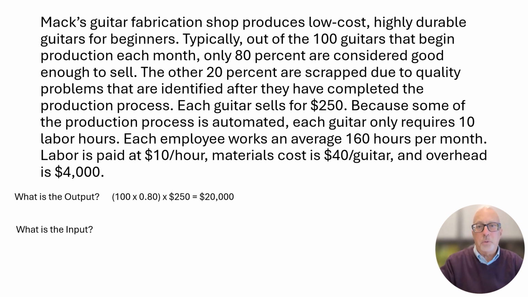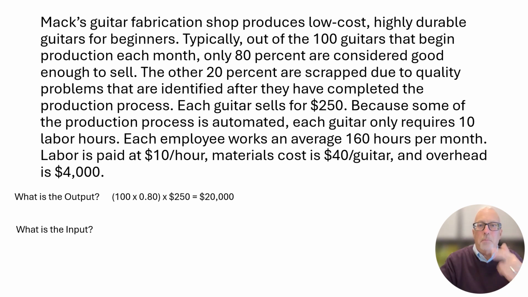Now, what's the input? That's where in this problem it's multi-factor, so it's a little messier, but not too big a deal. When we start reading there in the middle, it says, because some of the production process is automated, each guitar only requires 10 labor hours. So now I know my 10 labor hours. Each employee works an average of 160 hours. That's a trick for us. That has no meaning. I don't care how many hours people work, because I know it takes 10 hours to produce a guitar. And the next line says that each hour costs me $10.